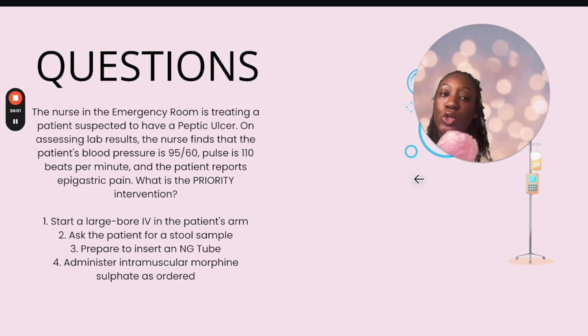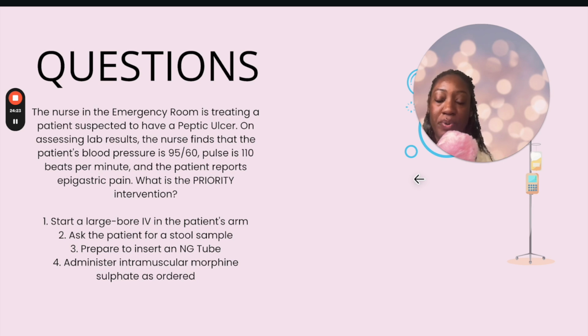Because if they're losing volume and their blood pressure is low, you're going to want to prepare to give them fluids. Think about it, their blood pressure is low, they're going to need some fluids. So you would start a large bore IV in the patient's arm.